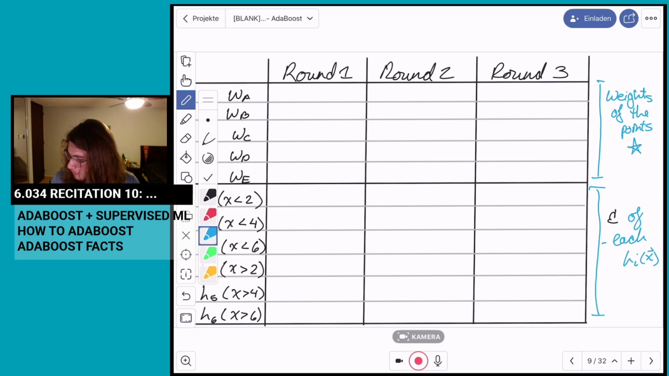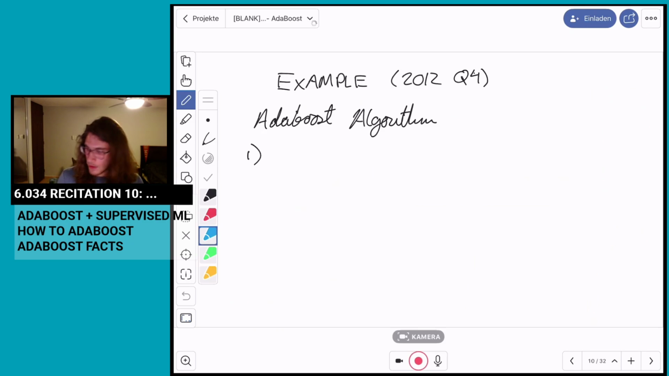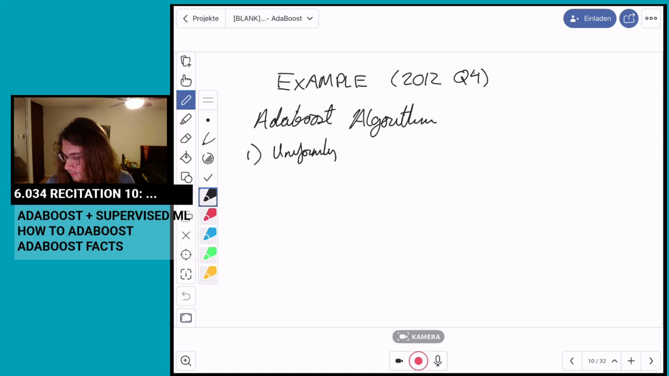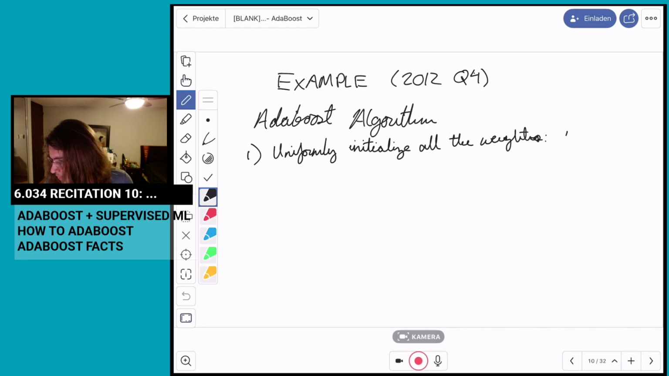Okay, so now I'm going to tell you how to start. And the beginning is very, very easy. Another reason that this is one of my favorite topics within 6034 is it's also one of the most straightforward. So first up is to uniformly initialize all the weights. I really butchered my cursive there. Not that there was ever any moment where I didn't butcher my handwriting.